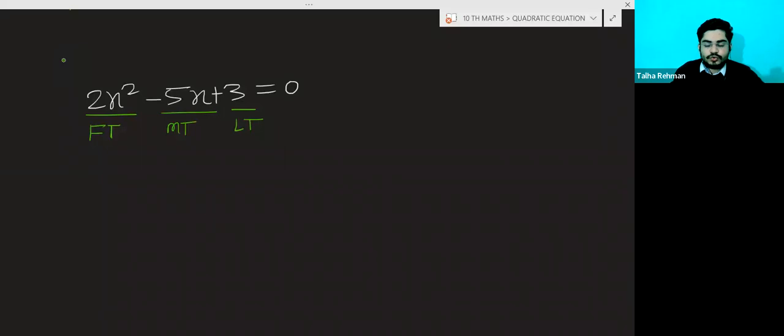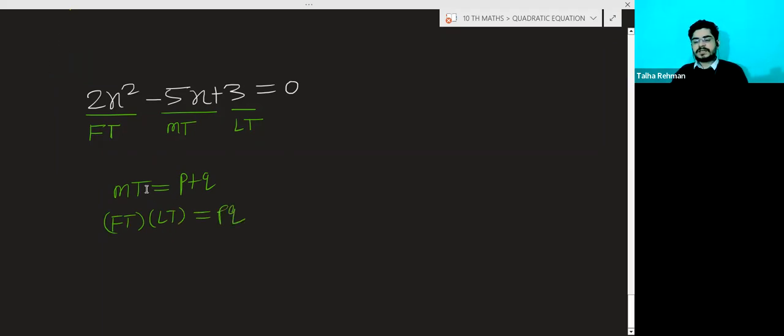So you have to split the middle term such that you will split the middle term in terms of two numbers. The multiplication of the two numbers is equal to the multiplication of the first term and the last term. Okay, now we will see what is here.